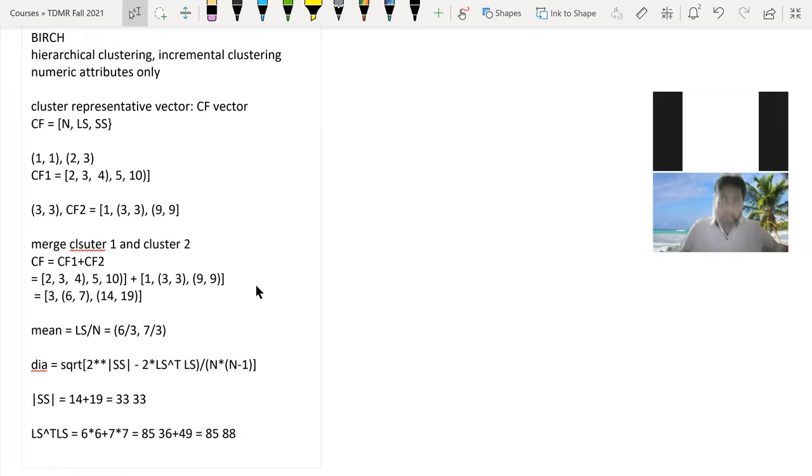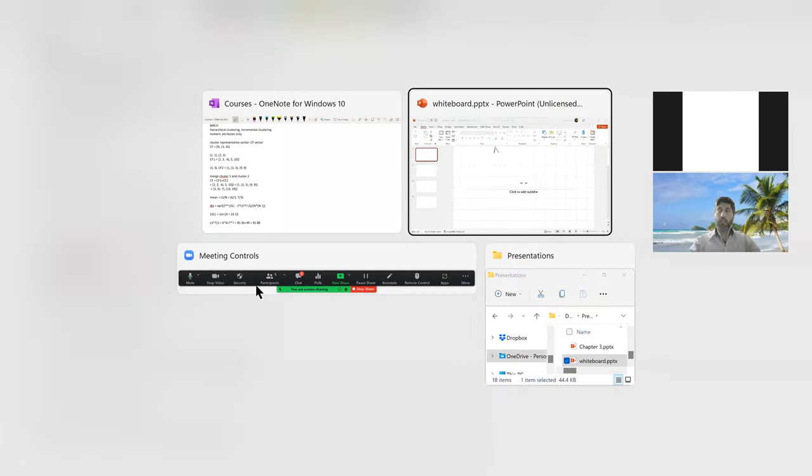Okay. I think I made a mistake there. Let me just double check because this formula is confusing.